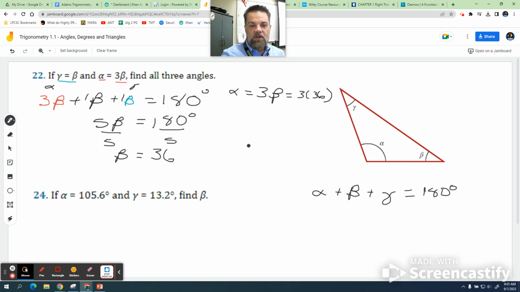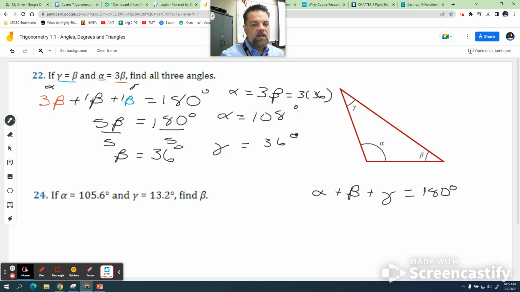All right. So it is 108. So it's going to be alpha is equal to 108 degrees. Sorry. Mr. Adams has been lacking there. So then gamma is just equal to beta, which is also 36 degrees.